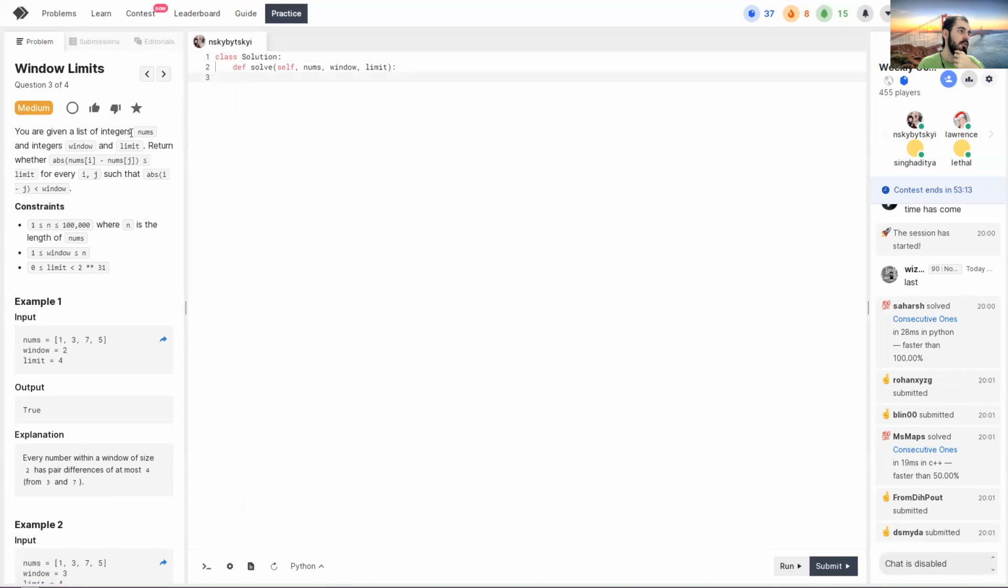We are given a list of integers. We're given a window and a limit. Okay, so we maintain a window and we want to check what the maximum difference is. Well, it's not particularly difficult, although I'm not sure how to do it in Python because I'll need a multi-set. That's really strange, the set of problems we have today. So I have a multi-set for this kind of thing.